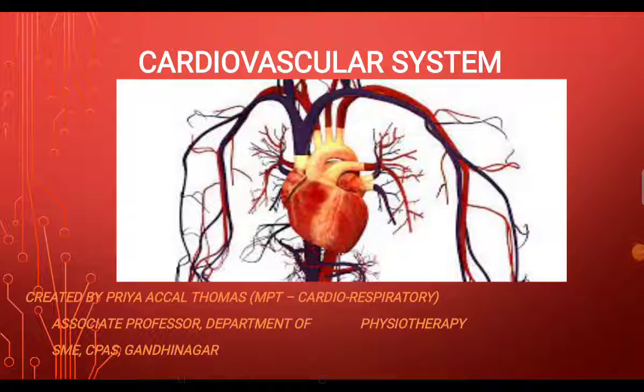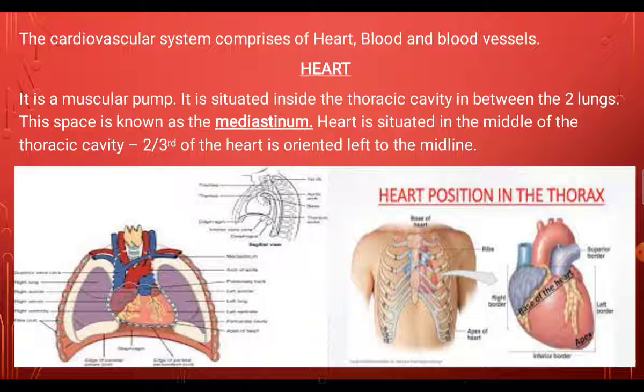Today we are going to talk about a new topic, the cardiovascular system or the CVS. Now, what does the cardiovascular system comprise of? That is, what all are included inside this system called the cardiovascular system? Mainly the heart, the blood vessels, and the fluid flowing inside the heart and blood vessels, which is the blood. So the cardiovascular system comprises of the heart, the blood and the blood vessels.